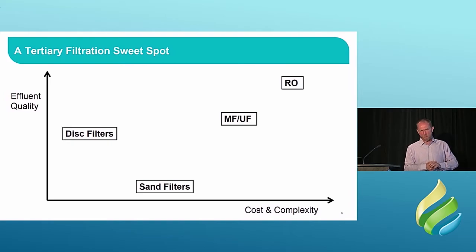So I'm not sure if it would really fit. Arguably it probably fits in the MF/UF box. An MBR typically uses a microfiltration or ultrafiltration type of membrane, so it probably fits around there in terms of effluent quality and arguably in cost and complexity as well. But to be clear, a disc filter doesn't do the same amount of work as an MBR, so it doesn't really fit on this chart.